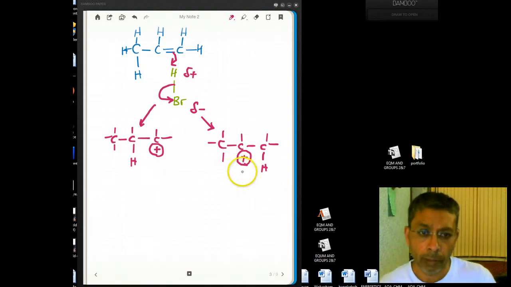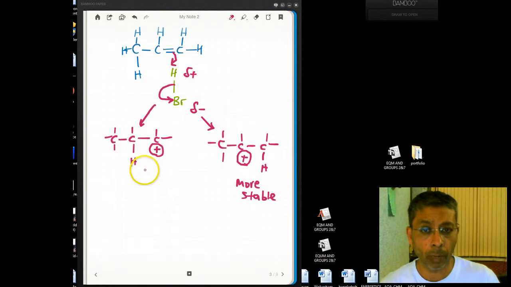Now this intermediate is the more stable, right? More stable. It is the secondary carbocation, and that's more stable than the primary carbocation. Okay, this will form the major product. This will then go on to form the minor product.